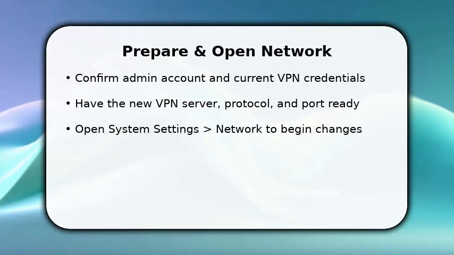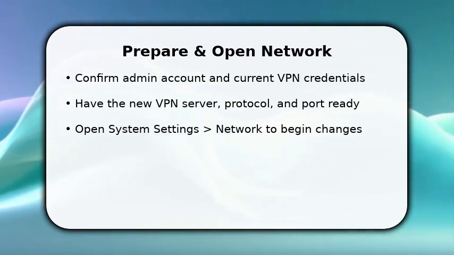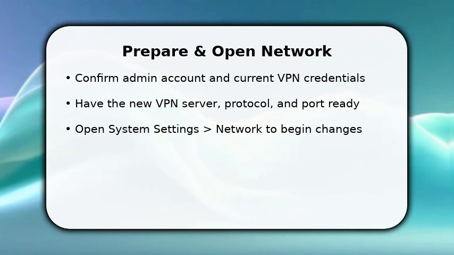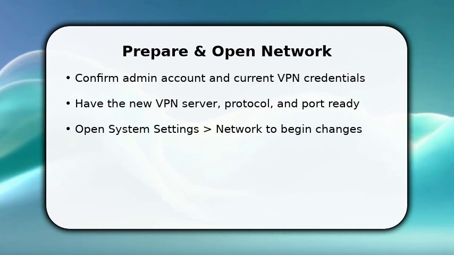You're starting with two essentials: admin access and the new VPN details. Once you have those, click the Apple menu and open System Settings, then select Network. Make sure Wi-Fi or Ethernet is active so changes apply immediately.